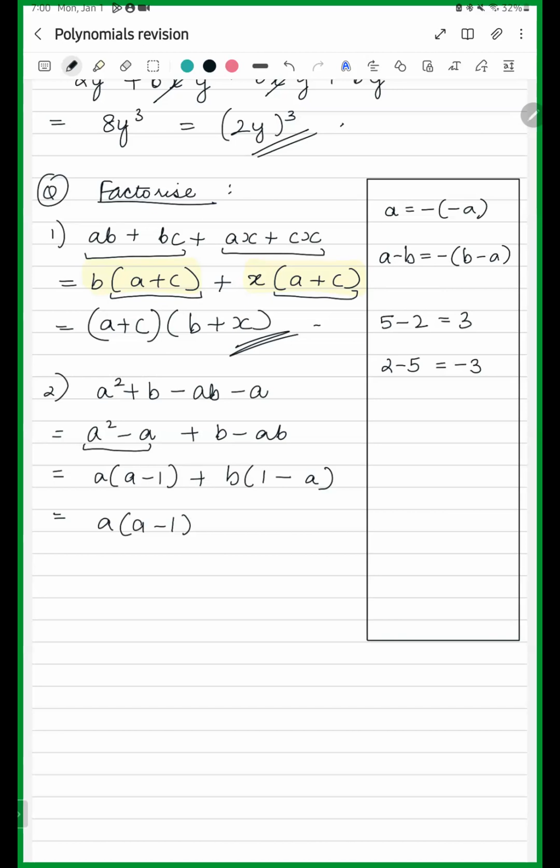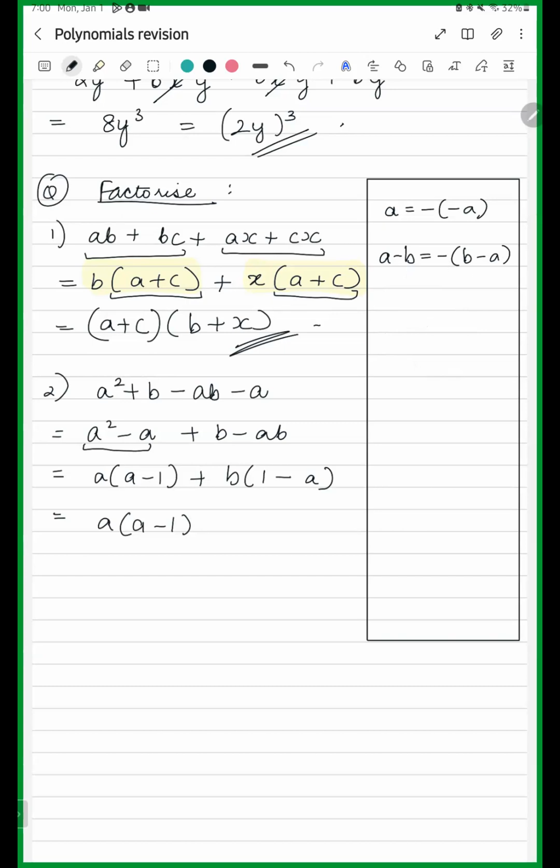I hope this is clear to everyone. Everyone say yes, ma'am, it's clear. I'm not hearing anyone. Yes, ma'am. Clear or not? Yes. Okay. So this is something that you need to keep in mind.